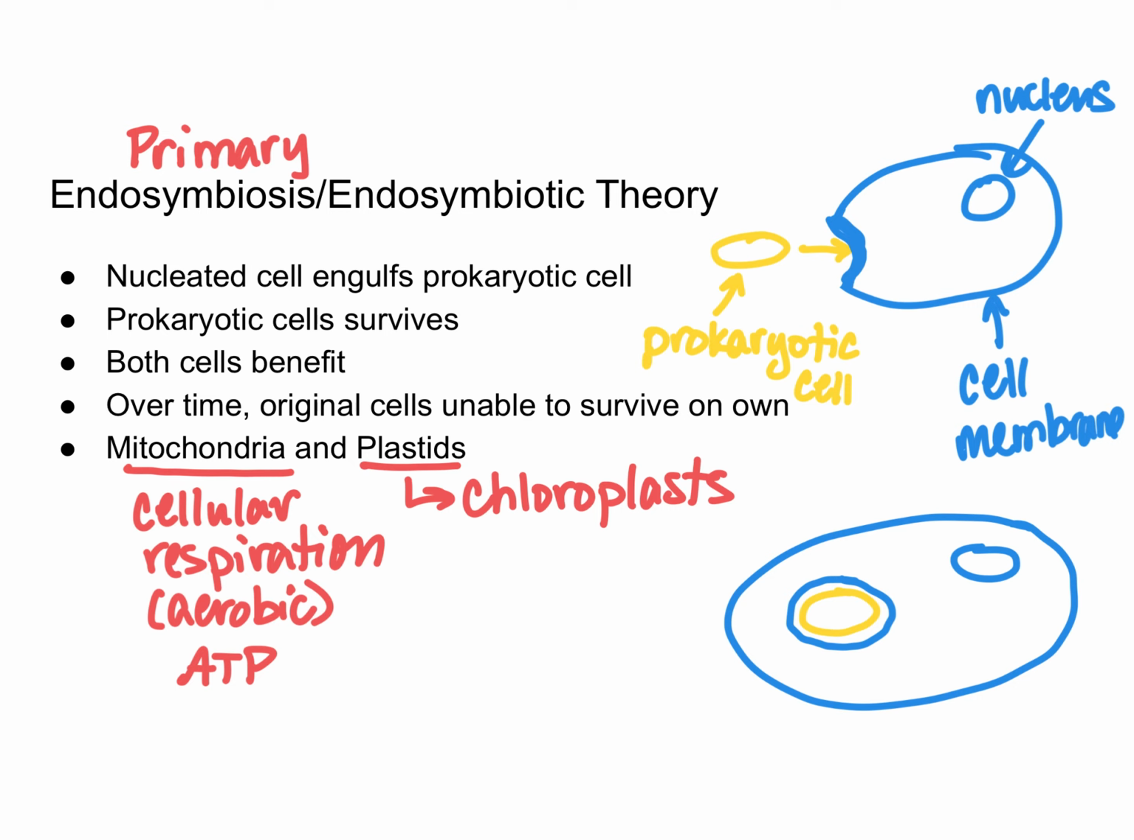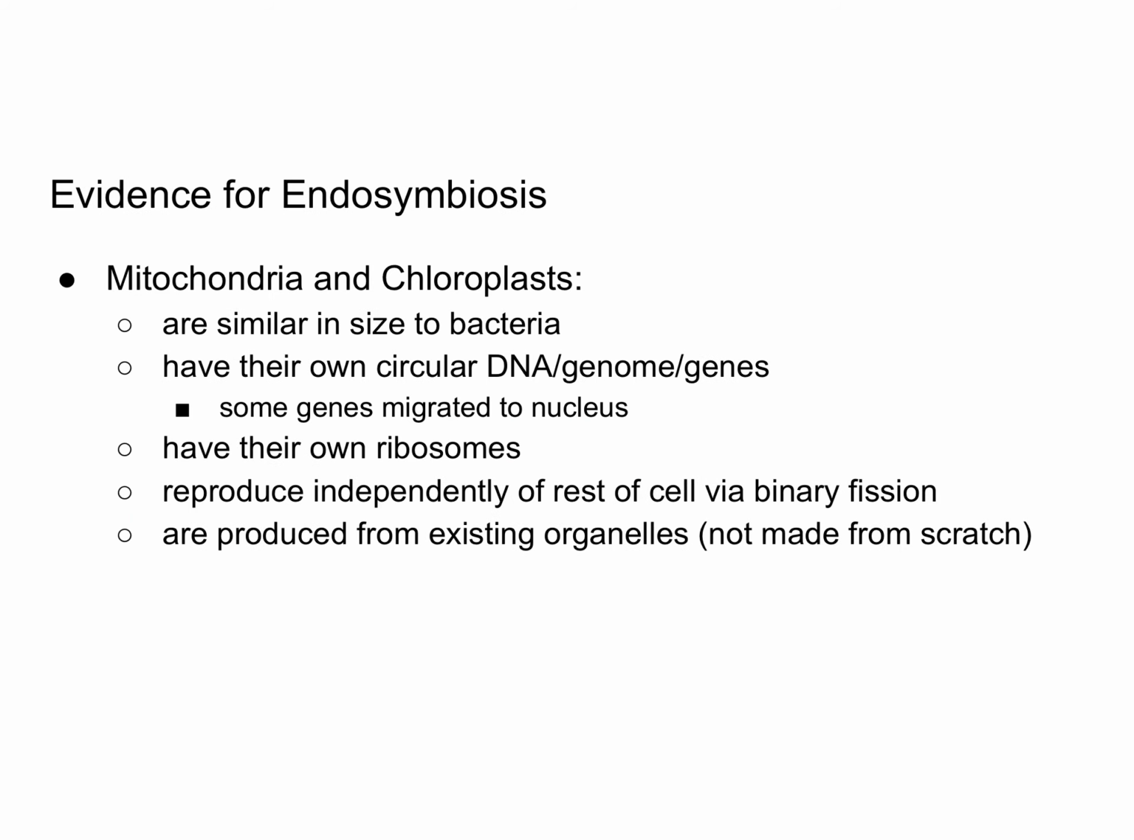So, for example, if this is a modern day eukaryotic cell down here, and if we were to take this yellow thing, let's just say that we're talking about the mitochondria, and pull the mitochondria out of the eukaryotic cell, the mitochondria would not be able to survive, and the eukaryotic cell would not be able to survive. They would both die because they need each other in order to survive. Now, there are several bits of evidence that support this endosymbiotic theory.